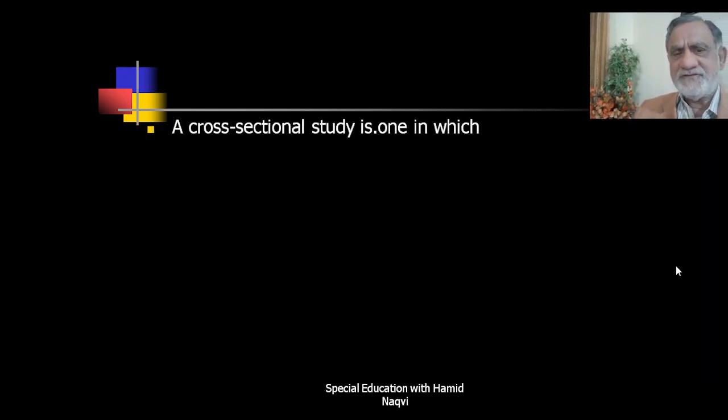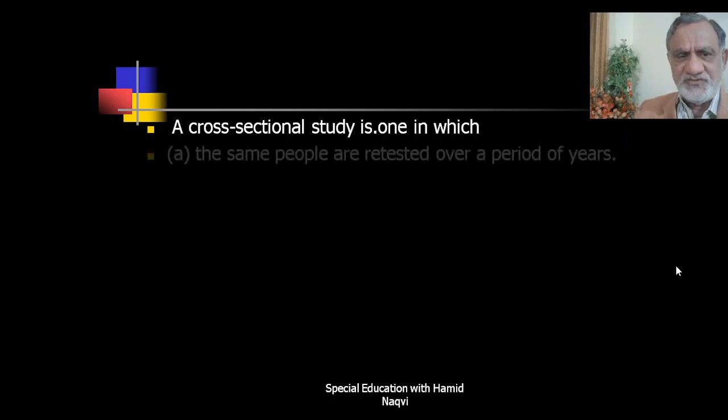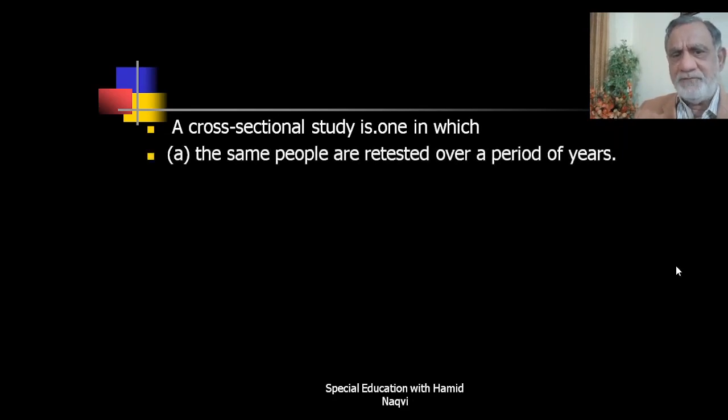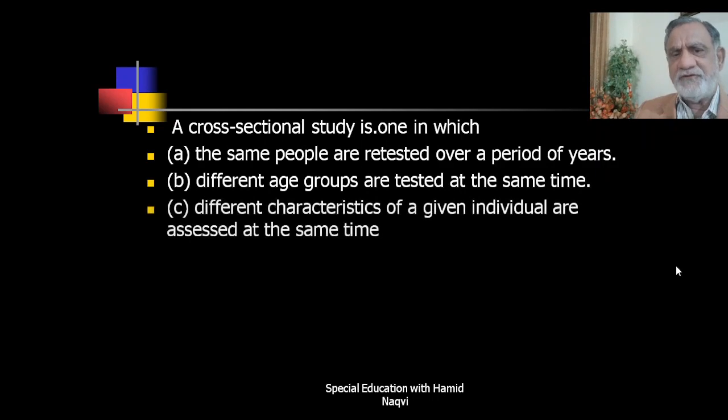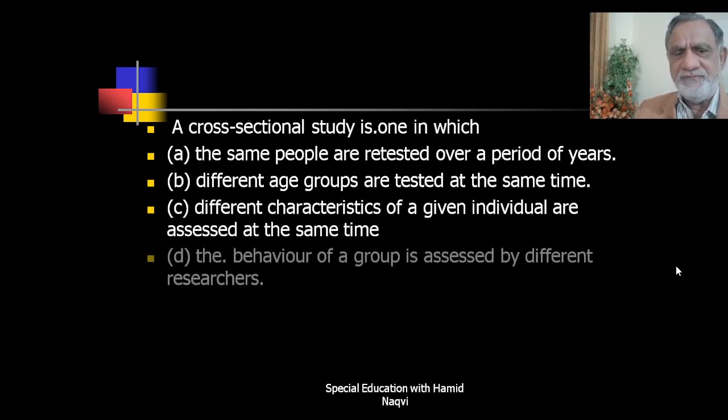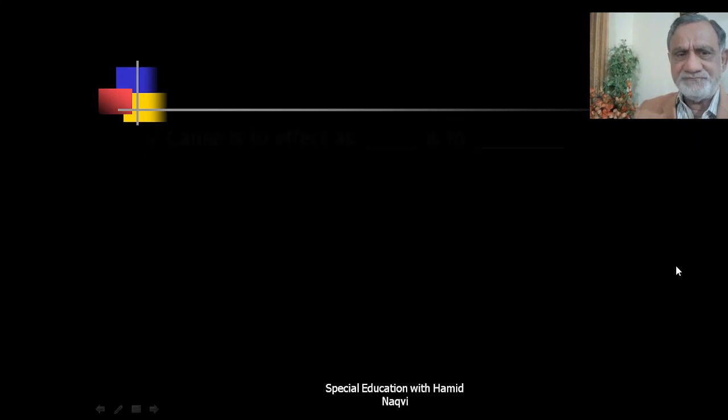A cross-sectional study is one in which the same people are retested over a period of years. Different age groups are tested at the same time. Different characteristics of a given individual are assessed at the same time. The behavior of a group is assessed by different researchers. The correct answer is B, that is different age groups are tested at the same time.